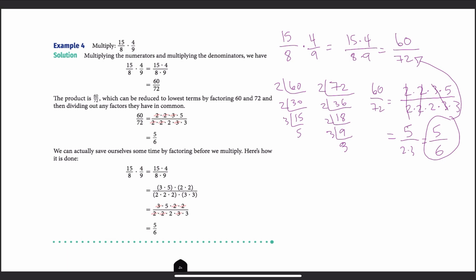Now, we could have reduced as we went. So what we could have done is, instead of waiting and reducing 60 and 72 at the end, I could have reduced as we went. So let's have a look.